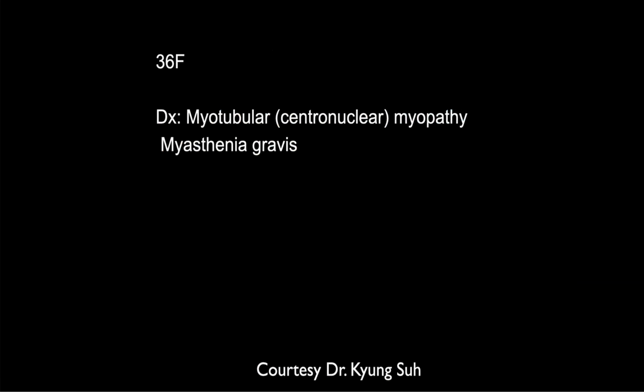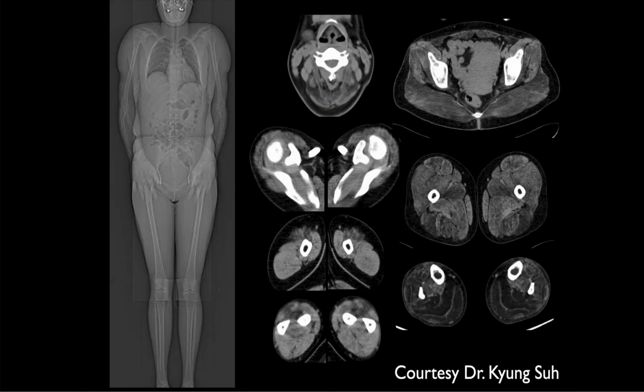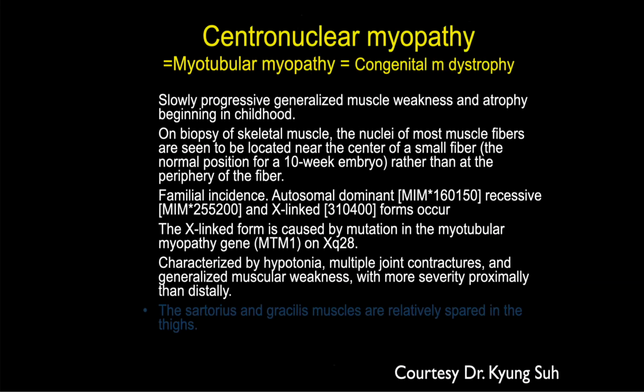Here they are. 36-year-old female, tubular myopathy, myasthenia gravis. Here you see symmetric, diffuse atrophy, especially in the thighs. So this is central nuclear myopathy.